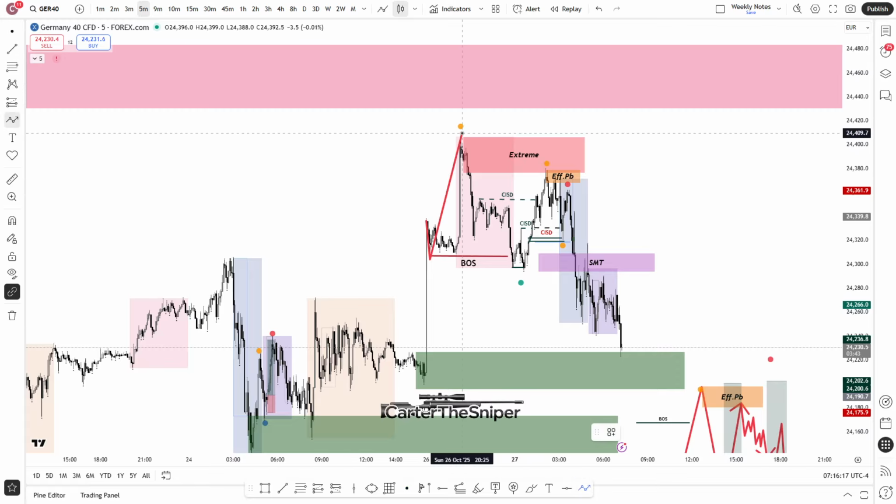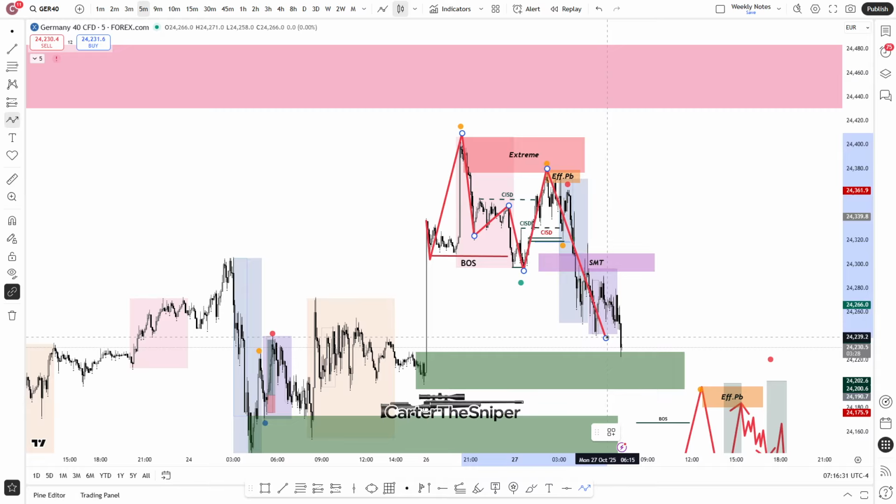And then what do? Mitigation, right? Failed to go higher, generate liquidity, became a broke structure. Then we actually went to the extreme, which led to the breaker structure. And then we came down. But now, look how that becomes the efficiency of the pullback.